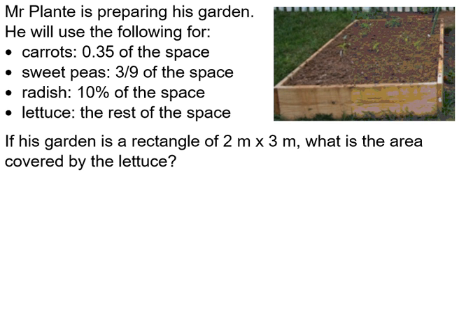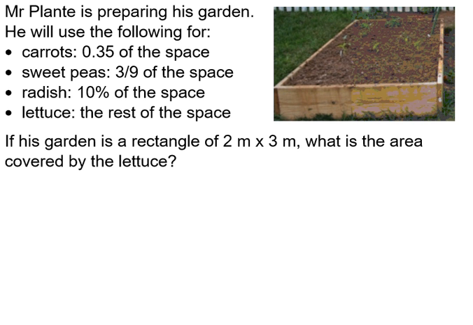For sweet peas, 3/9 of the space. For radish, 10% of the space. And for lettuce, the rest of the space. If his garden is a rectangle of 2 meters by 3 meters, what is the area covered by the lettuce?